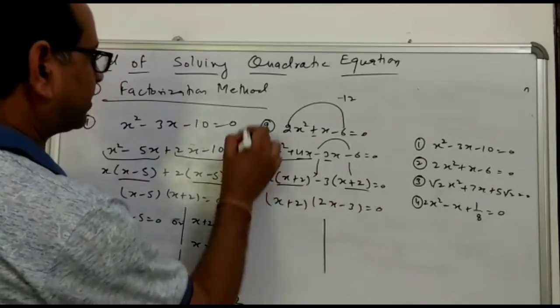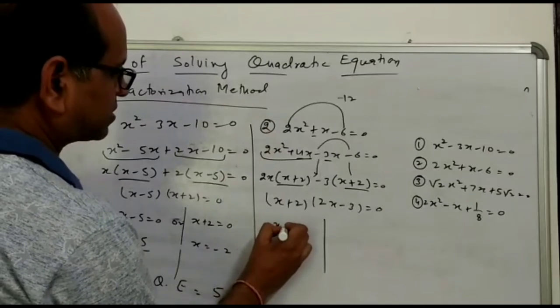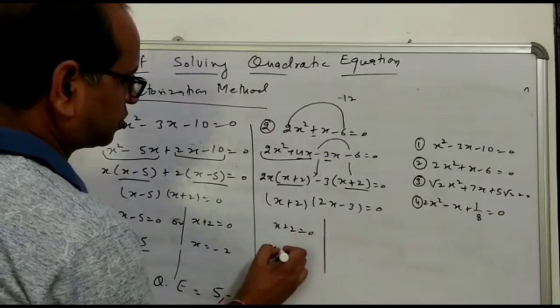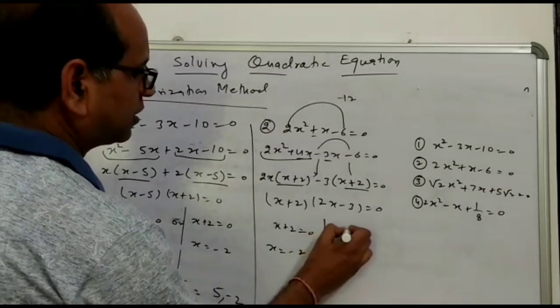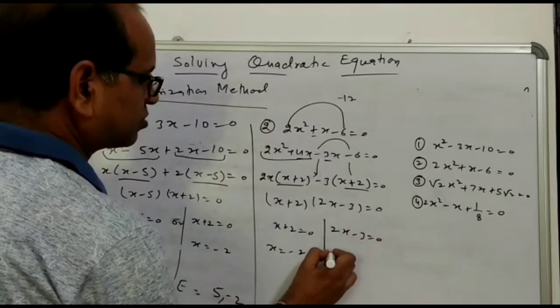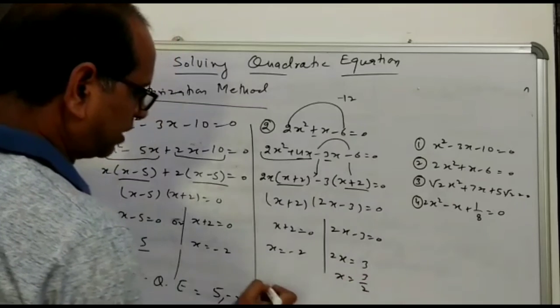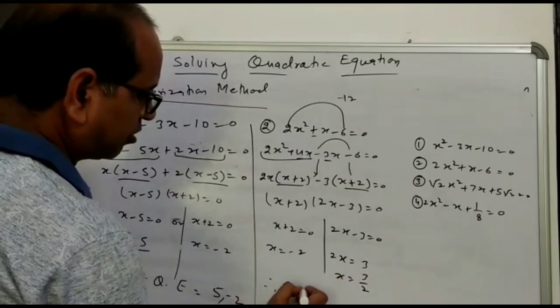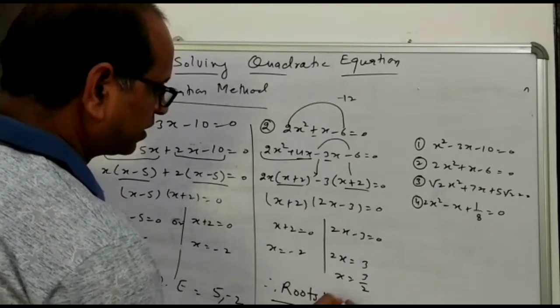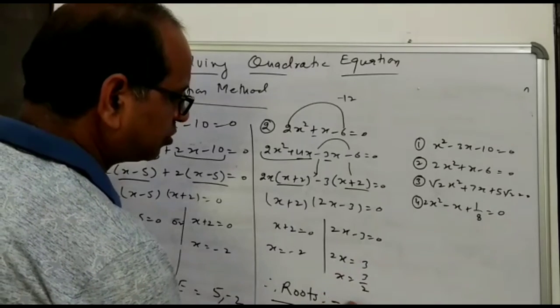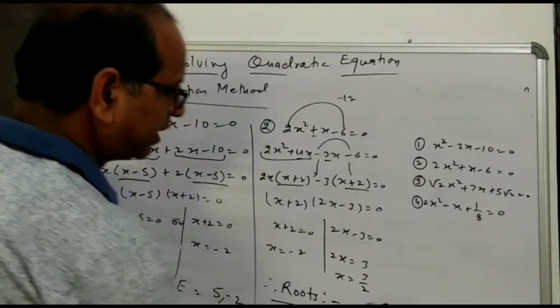So the same method: x plus 2 equals 0, so x equals minus 2, and 2x minus 3 equals 0, so 2x equals 3, so x equals 3 by 2. Therefore, what are the roots? The roots are minus 2 and 3 by 2.